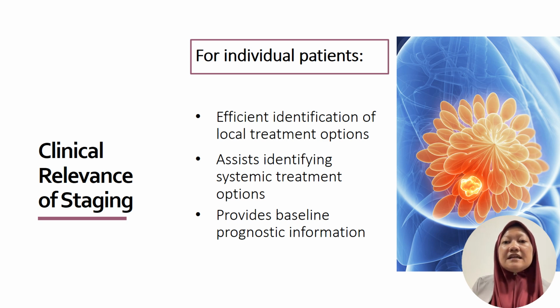Second, it assists in identifying systemic treatment options. Beyond local treatment, staging also guides us in selecting systemic therapy. Local treatment means like radiotherapy or surgery. Meanwhile, systemic therapy like chemotherapy and hormone therapy may be necessary depending on the cancer's spread. And last but not least, it provides baseline prognostic information for the patient. It also helps us predict outcomes, tailor follow-up, and care accordingly.